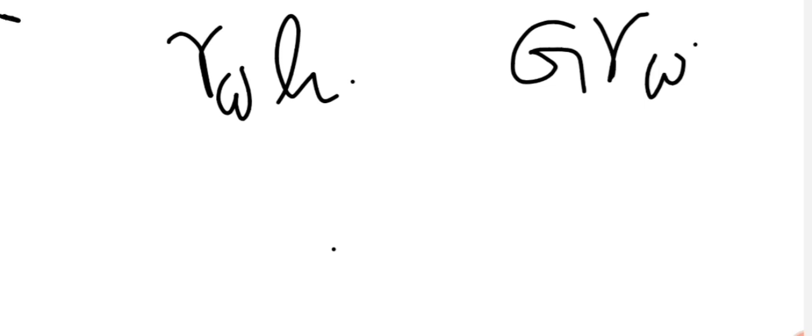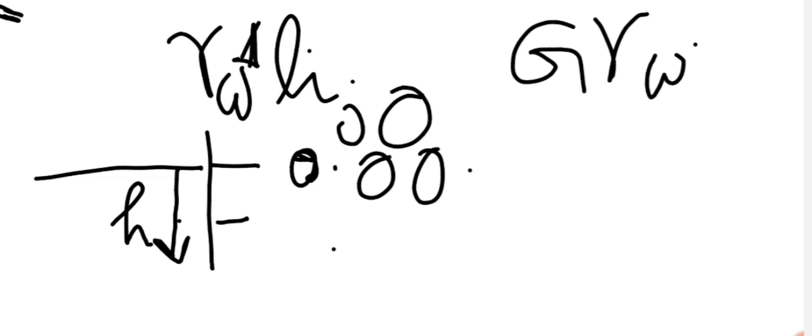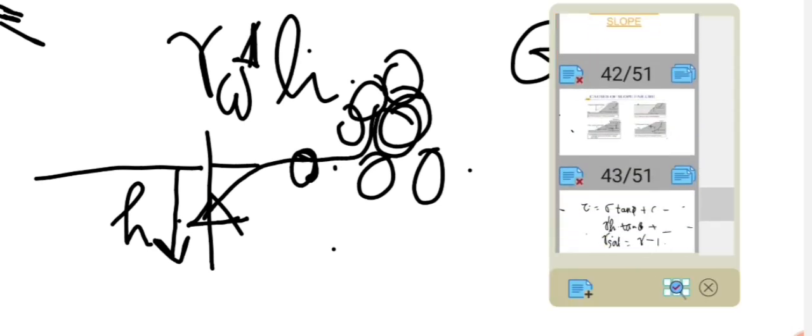The seepage force, or the force gamma W delta H, that is due to some force. If there was a water level like this and some water has come down, so there is a difference in pressure within the water present between the soil particles, so this water will have a tendency to come down. That is what I meant, and we have a formula and all for that.